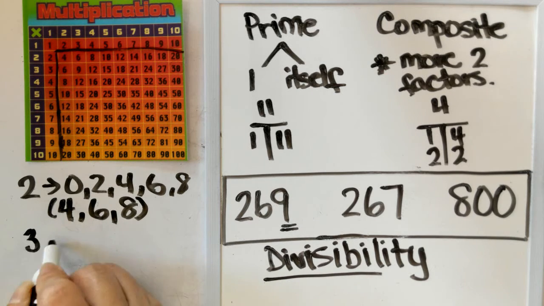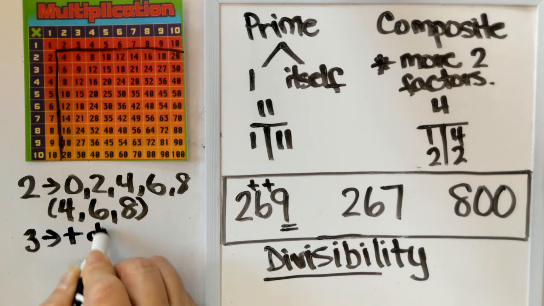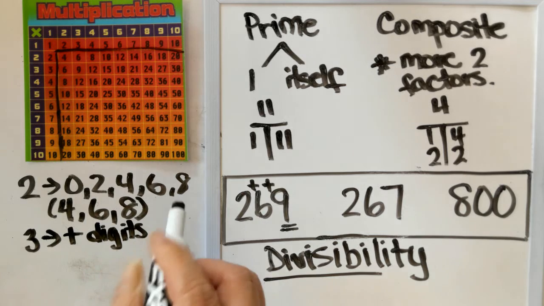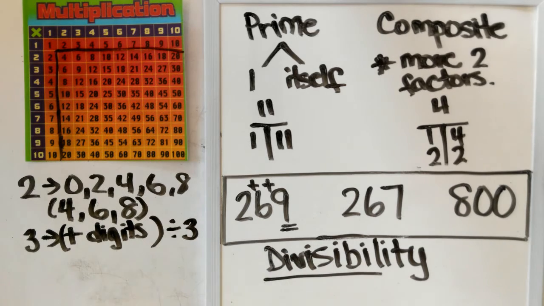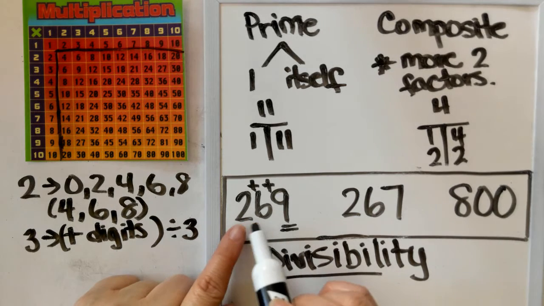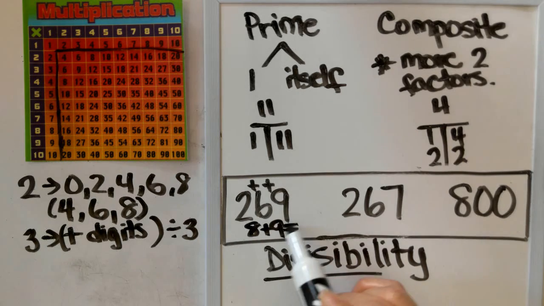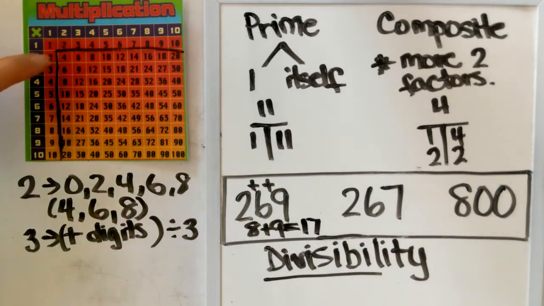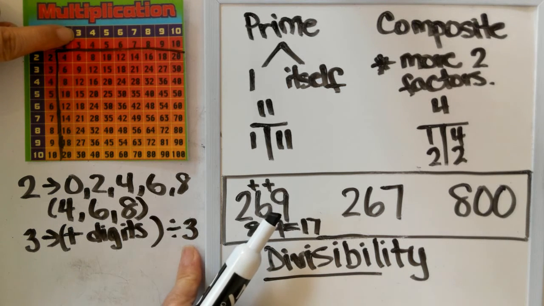Now, let's see if there's a rule for a number that is divisible by 3. How we can check for the divisibility of a number by 3 is to add all the digits up. Okay, so we're going to add the digits, and then whatever that sum of the digits is, we're going to divide it by 3. So let's look at this number. We have 2 plus 6 is 8, plus 9 is 17.